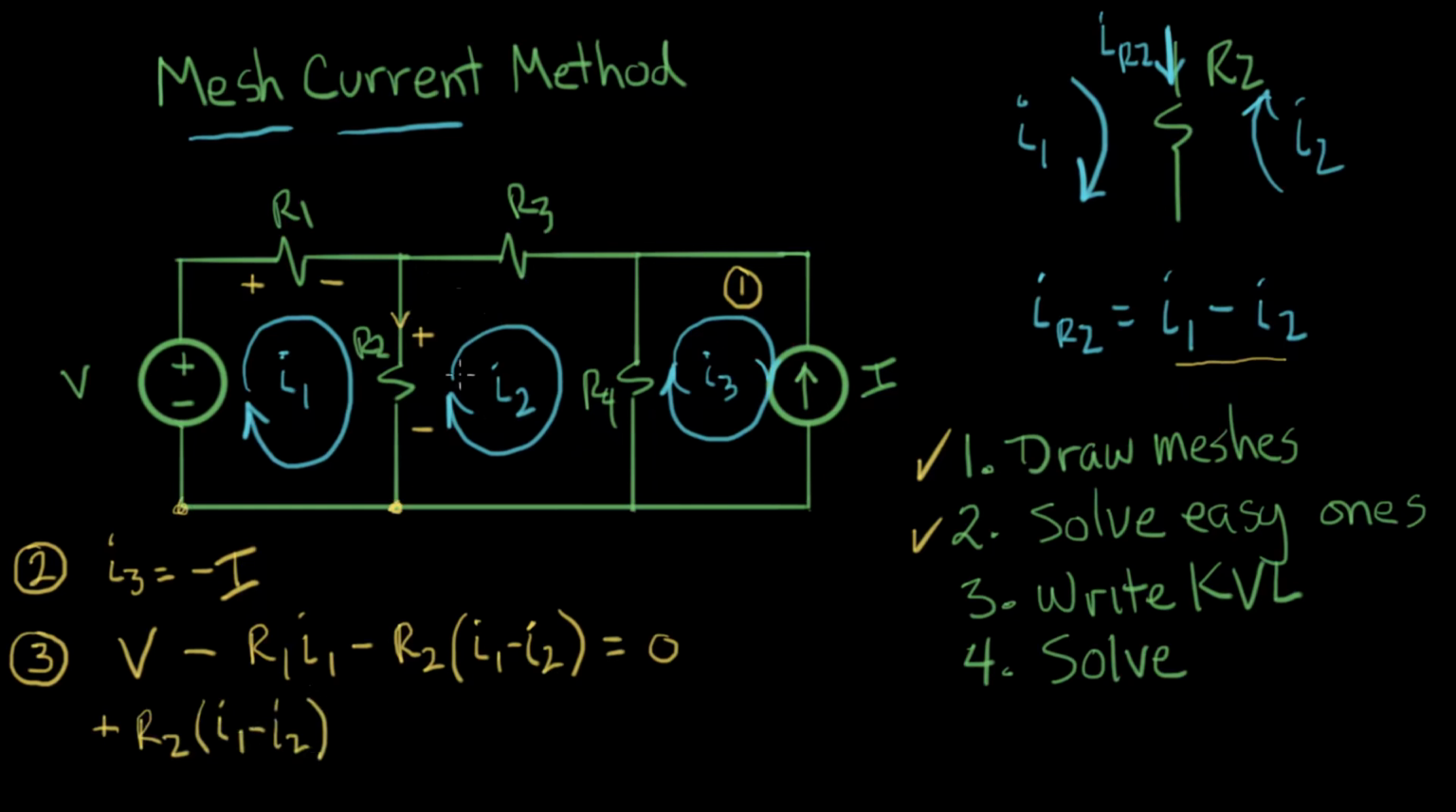Now we go through R3. Now R3 just has one mesh current. It just has I2 flowing through it. So we can put that there. So that counts as a voltage drop. It gets a minus sign, and its value is R3 times I2. That's that one. Now we go over to R4.